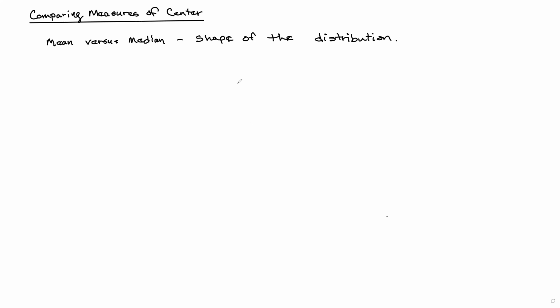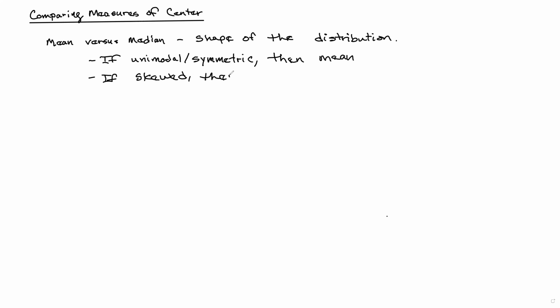If we have a unimodal symmetric distribution, then often we're going to think about the mean. And if we have a skewed distribution, then typically we use the median. But what if we were to use the median on a unimodal symmetric distribution, or use the mean on a skewed distribution? What will happen?